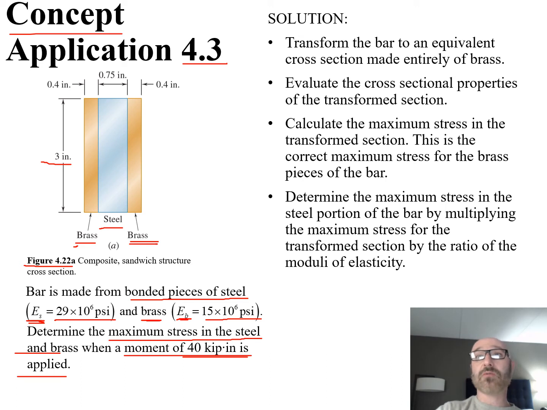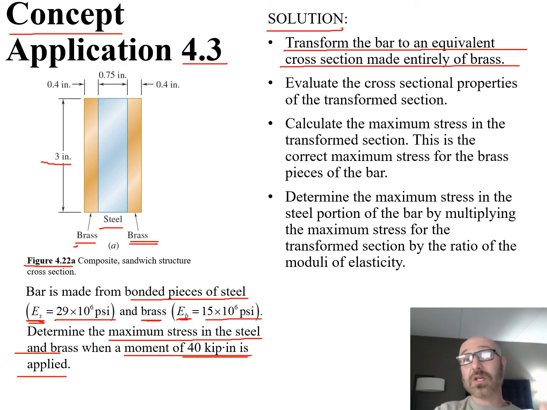So here's our procedure for analysis for our solution. Just as we did in the previous slide, what we want to do is change our geometry. We want to transform the bar to an equivalent cross-section made entirely of brass. So rather than having brass and steel, we're going to do one new geometry for a cross-section that's entirely made of brass. Then we're going to evaluate the cross-sectional properties of this transformed section.